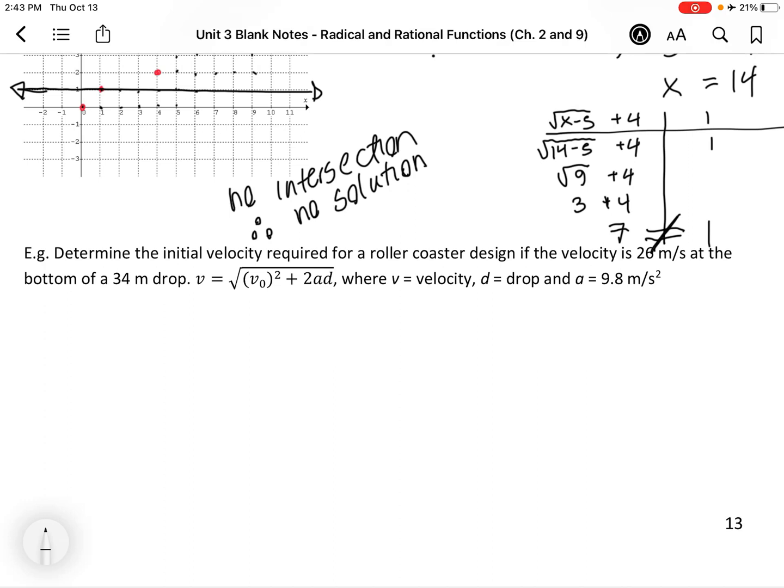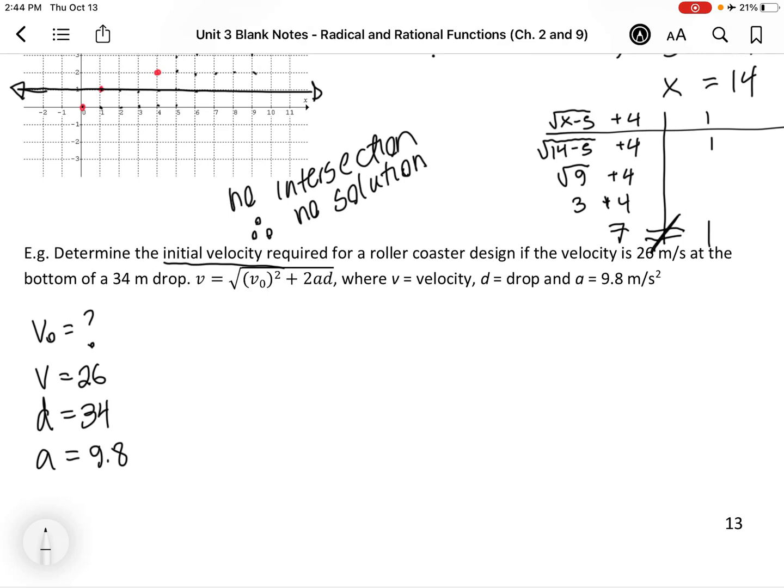So we want to determine the initial velocity. That's V naught. That's what we want to know. For a roller coaster design, if the velocity, that's V, is 26 meters per second at the bottom of a 34-meter drop, that's D. And then we're also told that A, acceleration, is 9.8 meters per second squared.